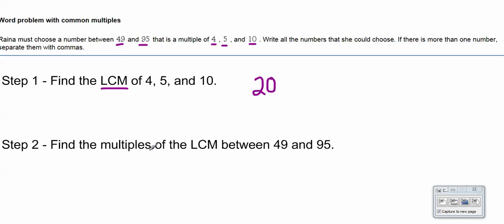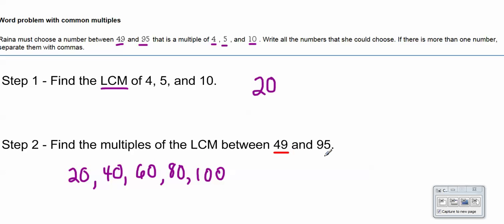Now, find all the multiples of 20 that lie between 49 and 95. I'm just going to write out my multiples of 20 and then worry about that. I've got 20, 40, 60, 80, 100. Okay, which of these lies between 49 and 95? 20 doesn't. 40 doesn't, 60 does, 80 does, 100, no.